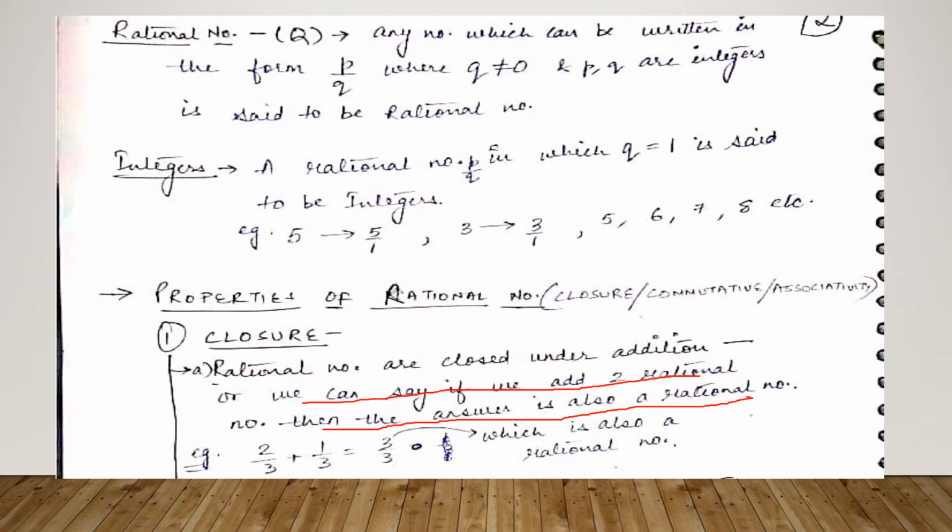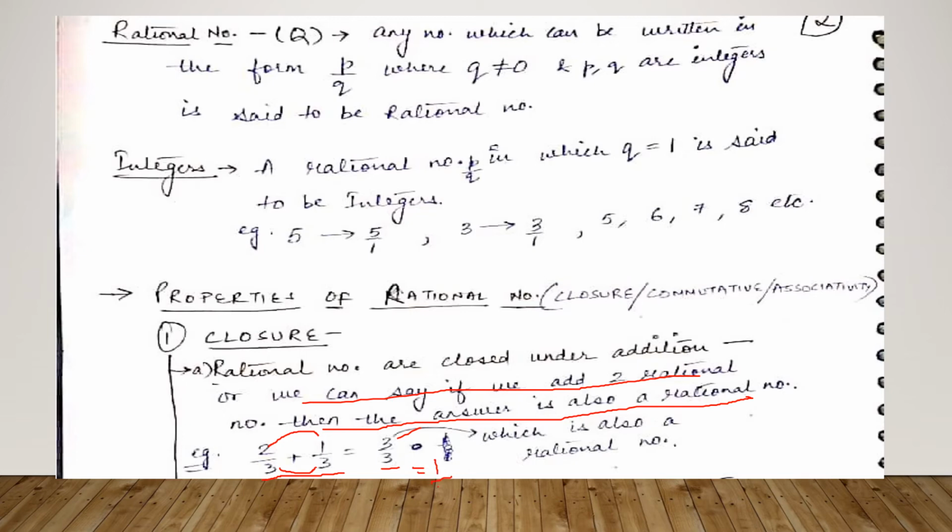We can say if we add two rational numbers, then the answer is also a rational number. Like this example, 2 upon 3 plus 1 upon 3. How to add? We all know. We take LCM of the bottom, so it becomes 3, and we add the top. 2 plus 1 is 3. 3 upon 3 is 1 only. 1 is also a rational number.